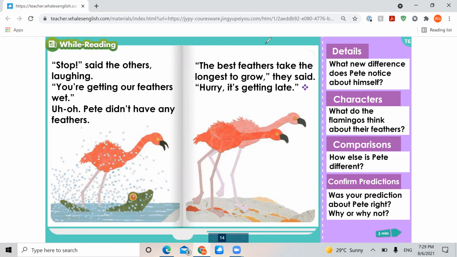"Stop," said the others, laughing. "You're getting our feathers wet." Uh-oh, Pete didn't have any feathers. "The best feathers take the longest to grow," they said. "Hurry, it's getting late." Now it's your turn to read. Give it a try.